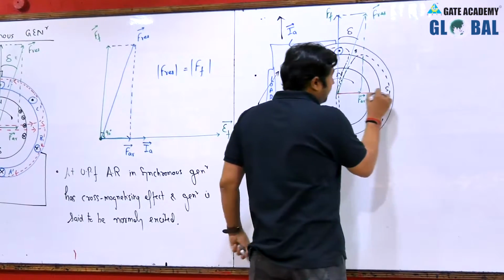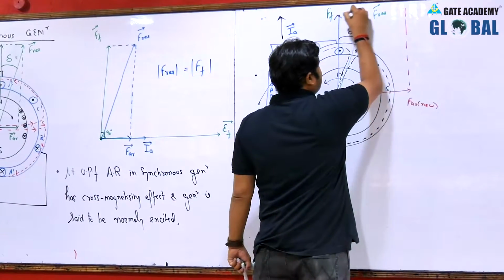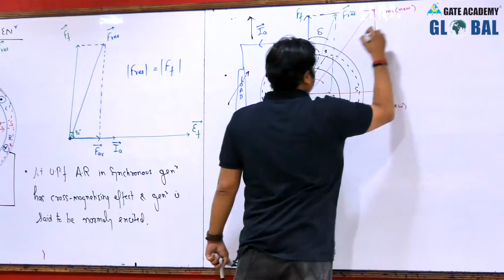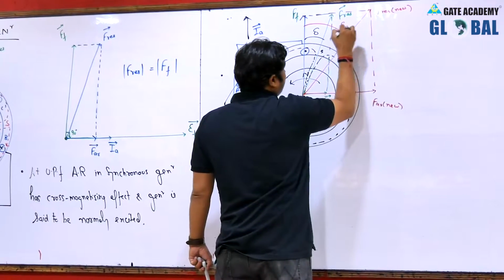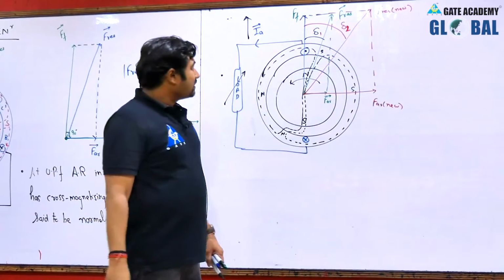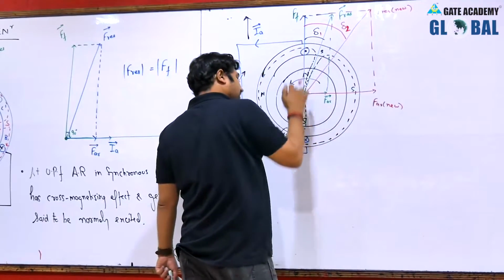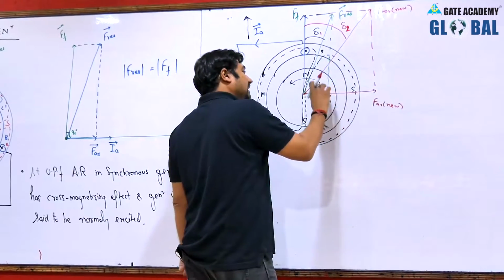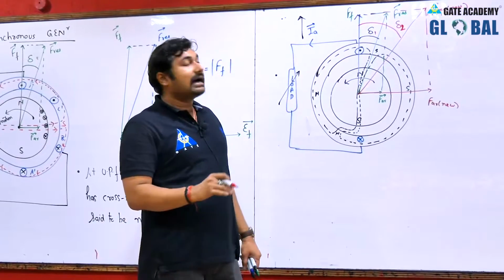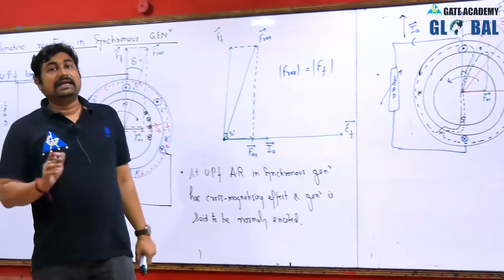So this MMF increases to F_AR new, and this F_AR new and the rotor field create the resultant field new. You can observe that with the increase in load, the load angle increases from delta 1 to a new load angle, delta 2. Similarly, as the load increases, the load angle increases. As the load decreases, current decreases, the stator MMF decreases, so the load angle decreases. So load angle is basically the angle between the resultant magnetic field and the main field, or rotor field, that is the resultant air gap field.